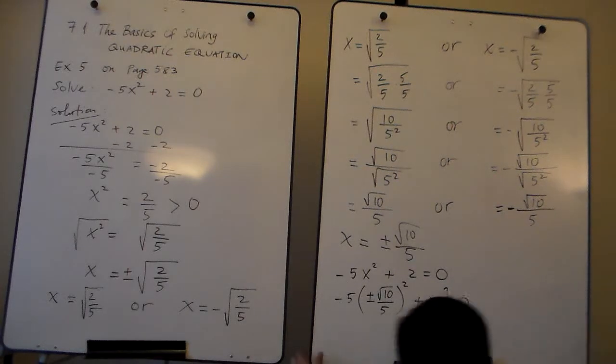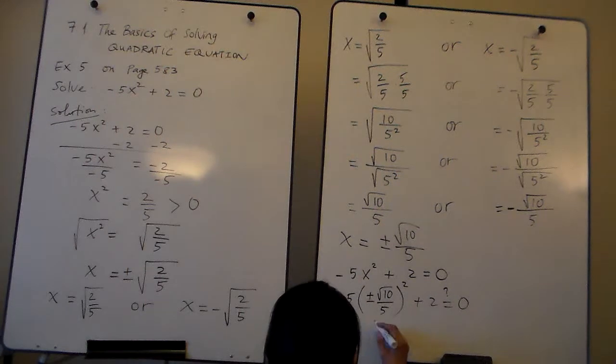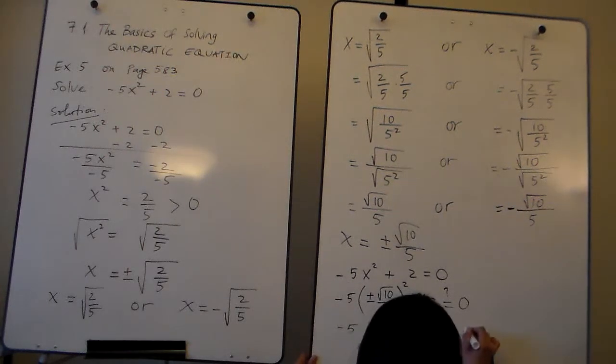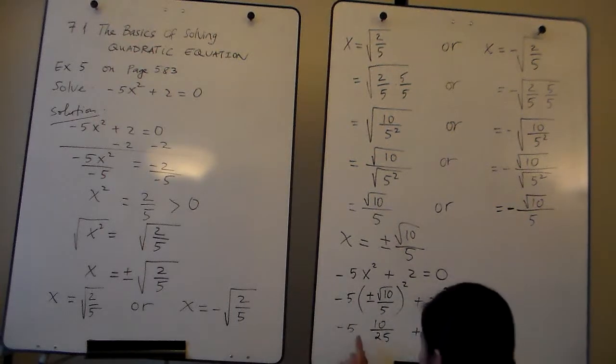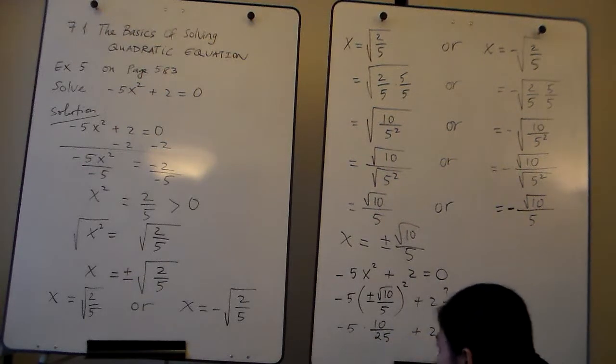To simplify, negative 5 times plus or minus squared is still positive, okay? And then the square root of 10, you square it, becomes 10. 5 squared becomes 25, plus 2, and you don't know yet if it equals 0. 5 and 25 you can divide. So 5 and 25, this becomes negative 1, this becomes 5. So negative 1 times 10.